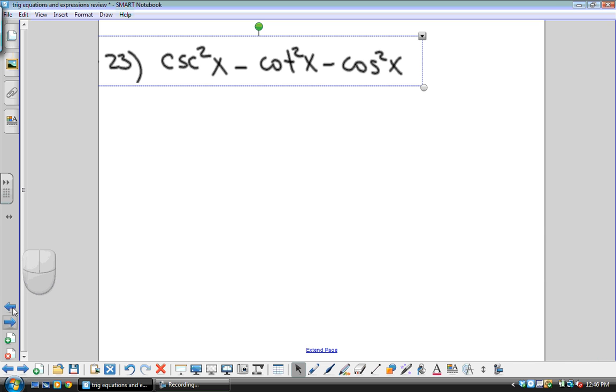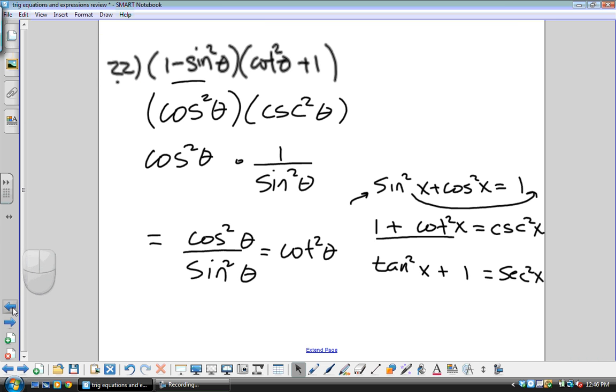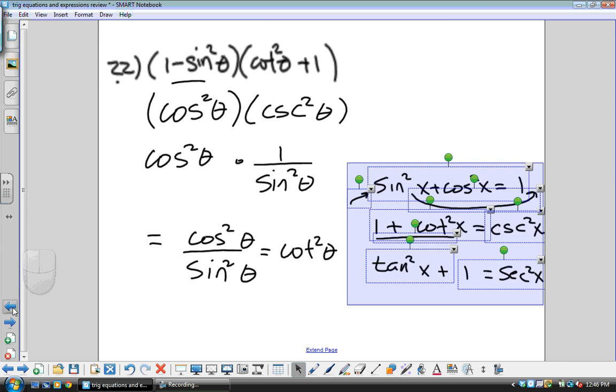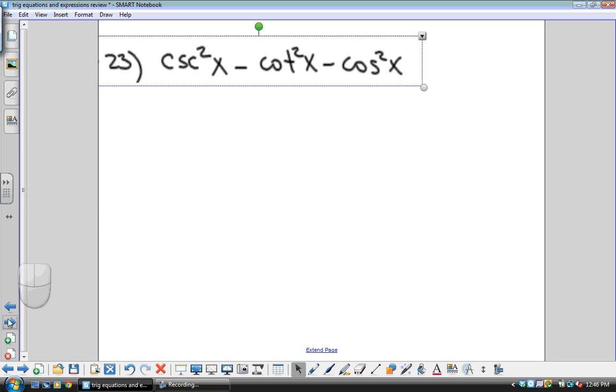All right, on 23, let me copy my identities over here. Probably a good idea, like on our test here, to write those Pythagorean identities at the top of our paper or somewhere like that.